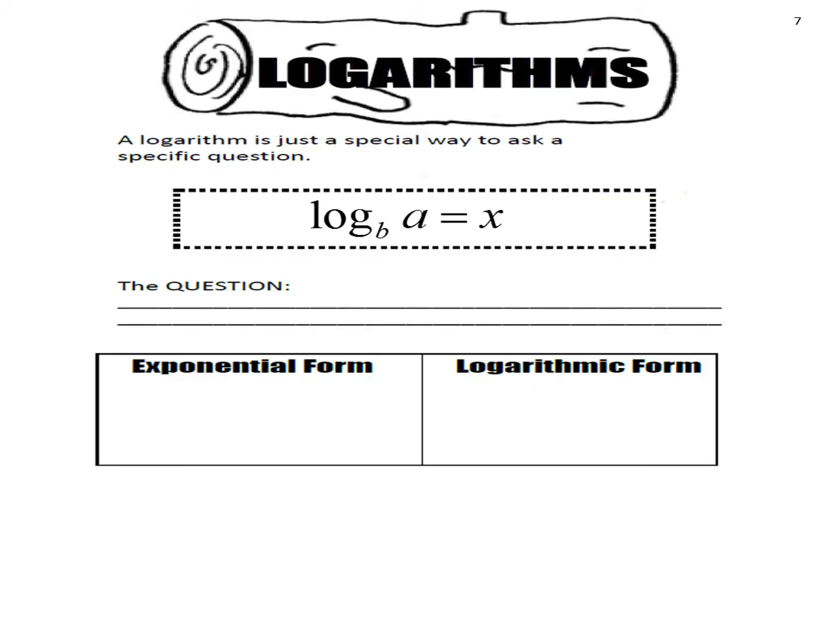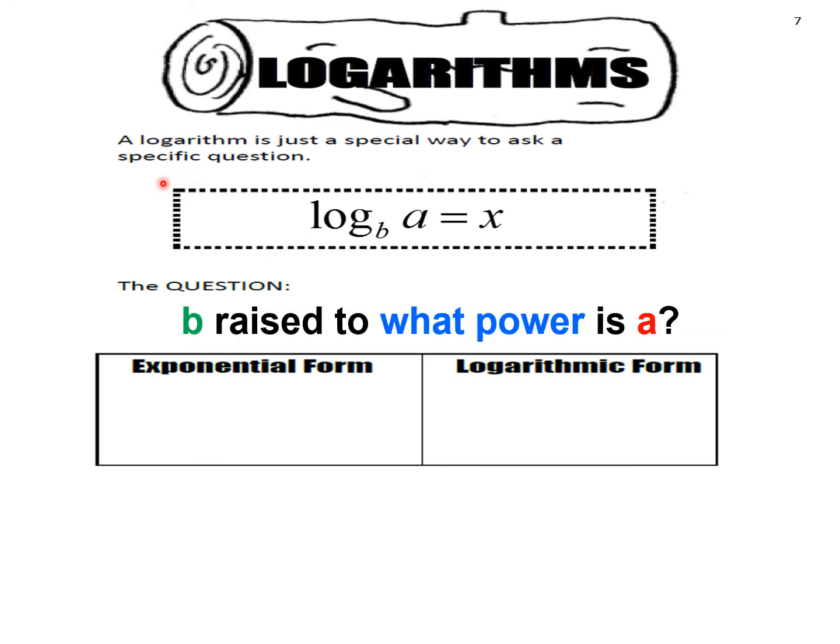Let's take a look at what a logarithm is. A logarithm is just a special way to ask a specific question. The question is, b raised to what power is a? Logarithms are the inverse of exponents. So if we're going to write it in exponential form, b raised to what power is a? This is how we will put it in exponential form.